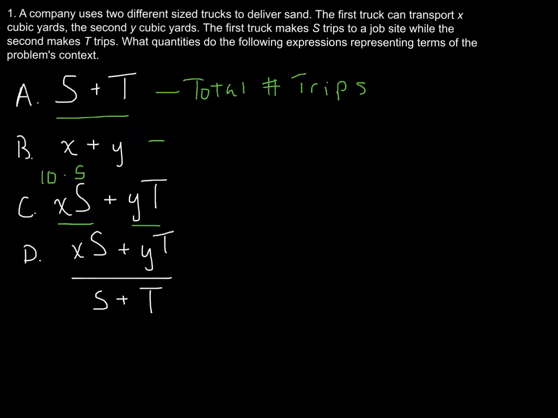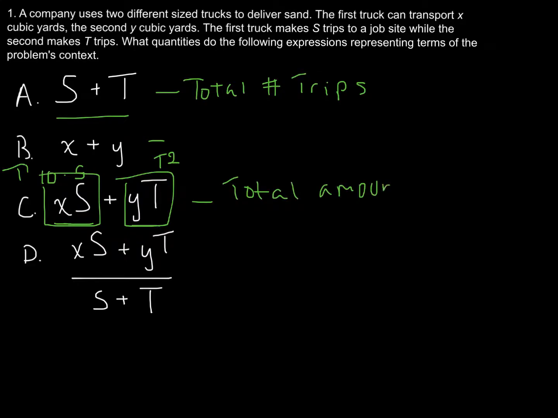So this would be for truck 1, and this would be for truck 2. So here I have truck 1, and here I have truck 2, and each one of these is the total amount of sand that each truck could take. So this would be the total amount of sand delivered by both trucks.